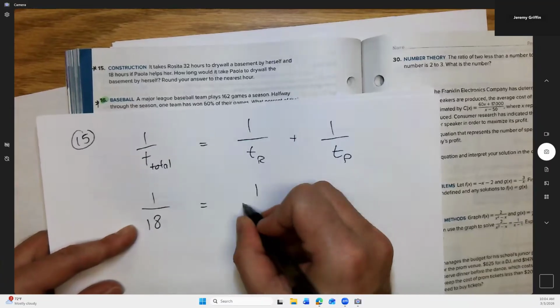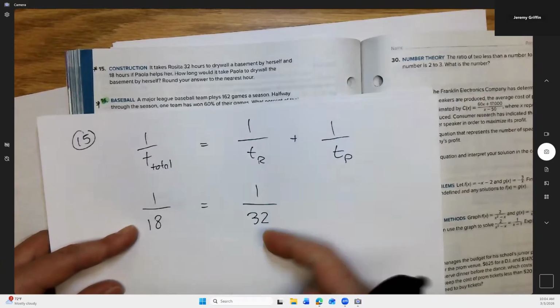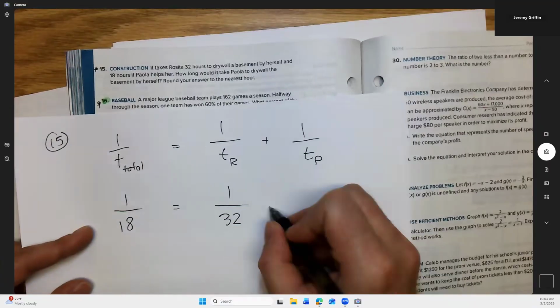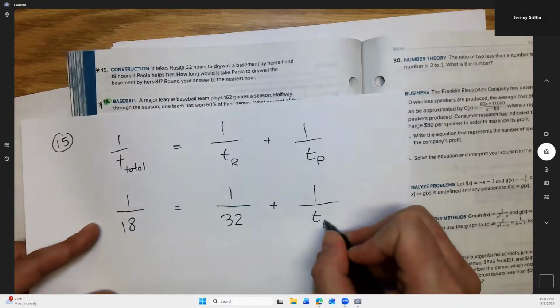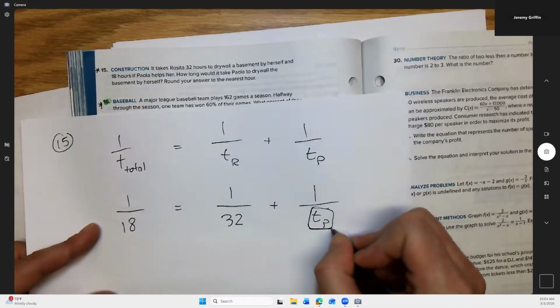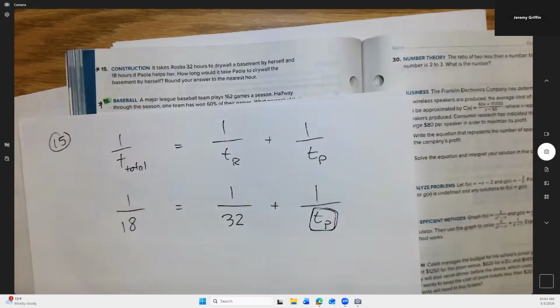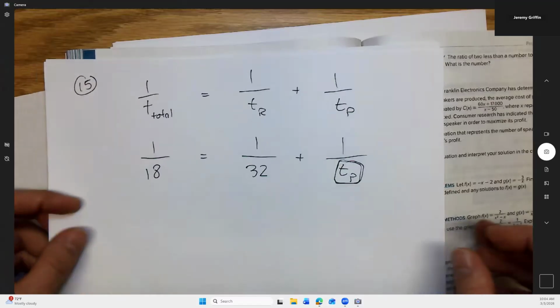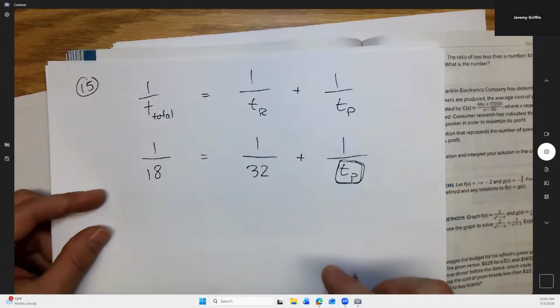It takes her 32 hours herself if she was just working alone. Okay. And the question is, how much time does it take Paula if Paula was, again, just working by herself? So that's what the equation looks like. If you figure that out, then you can go and do the math.